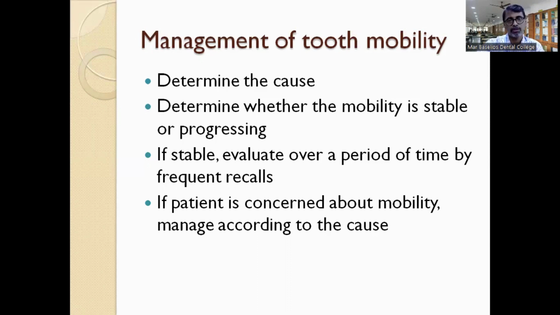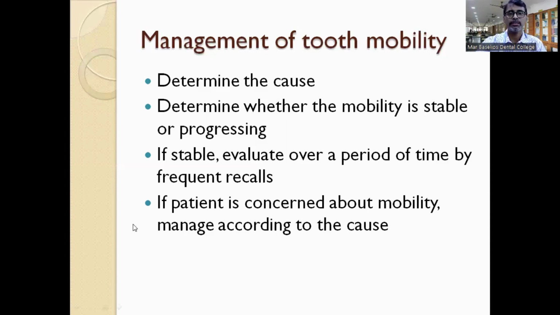Similarly, for trauma from occlusion, you have various clinical as well as radiographic diagnostic techniques. Depending on that, you will find whether trauma from occlusion is present and contributing to the mobility. And for alveolar bone loss, obviously, you look for pockets, attachment loss and radiographic bone loss to see whether the bone loss is contributing to the mobility.